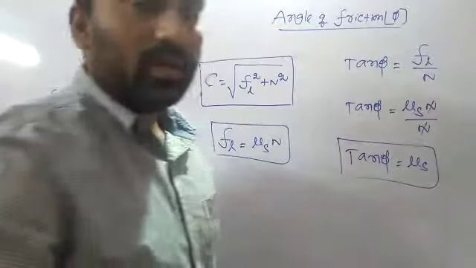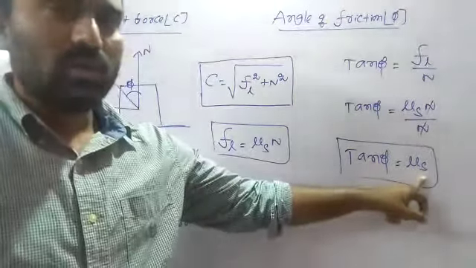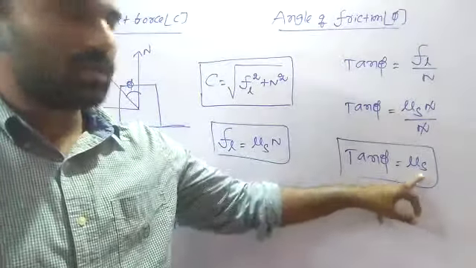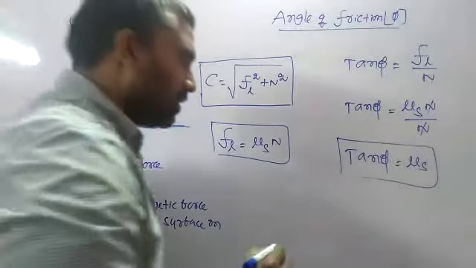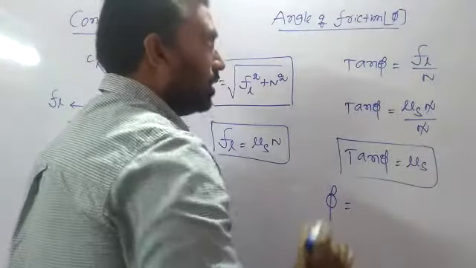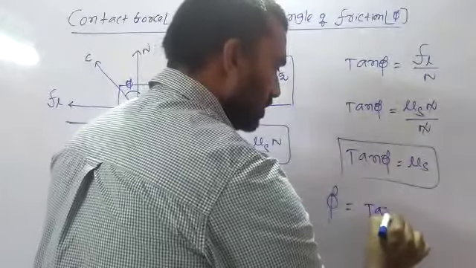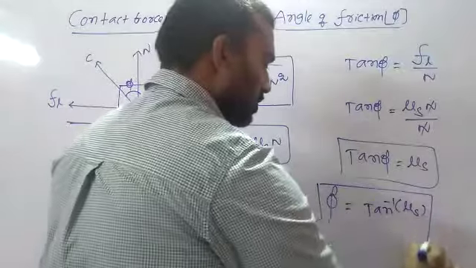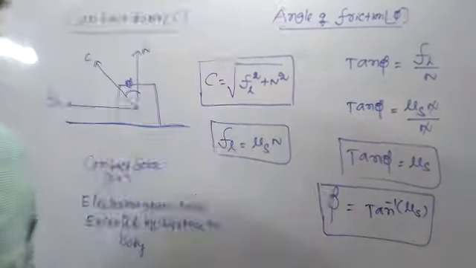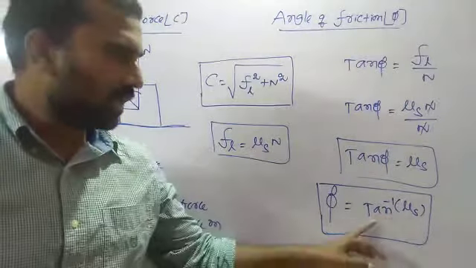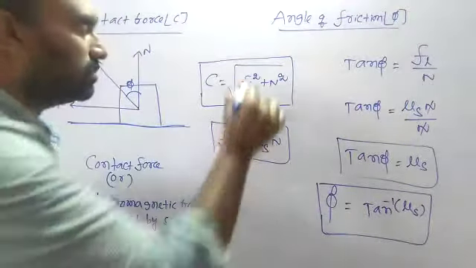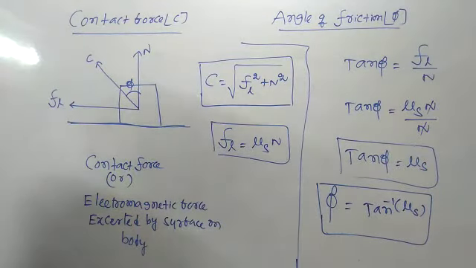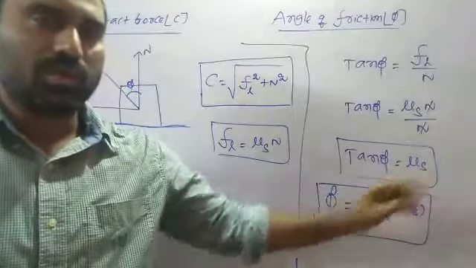This is the relation between the angle of friction and the coefficient of static friction: tan phi is equal to mu s. Therefore, the angle of friction phi is equal to tan inverse of mu s, the coefficient of static friction.